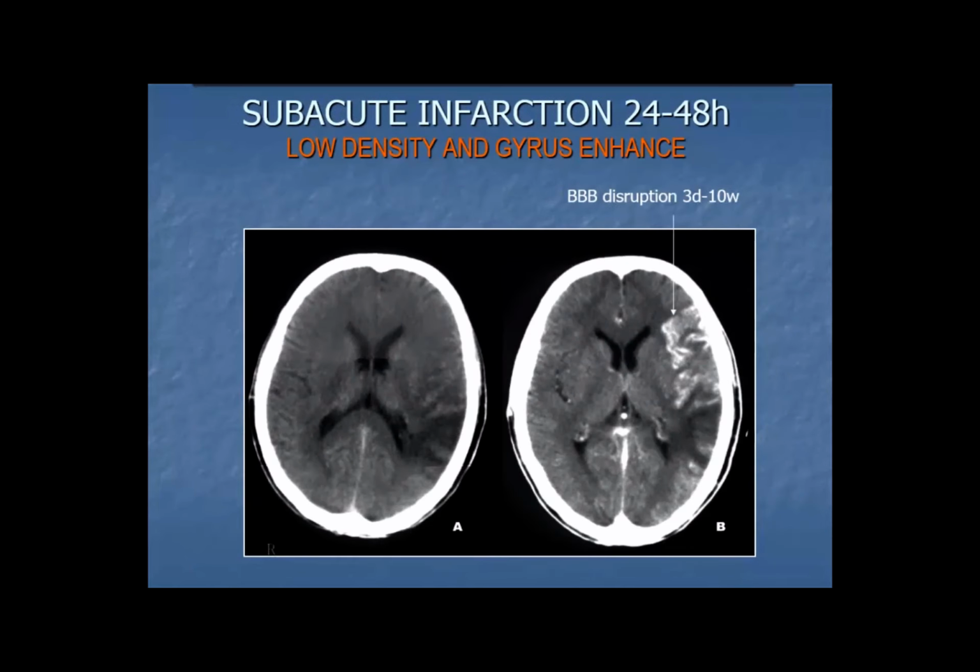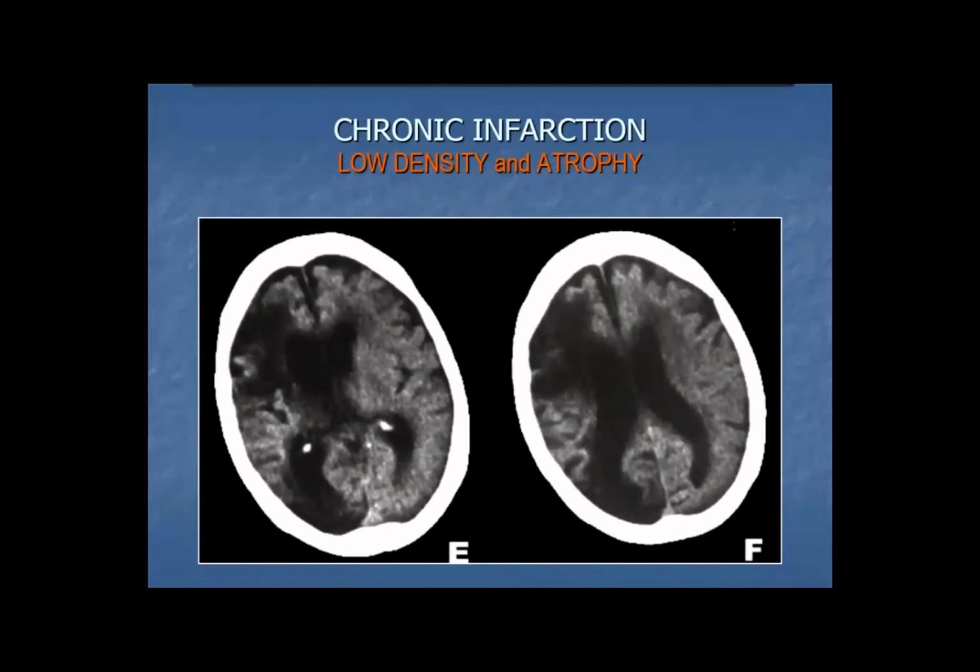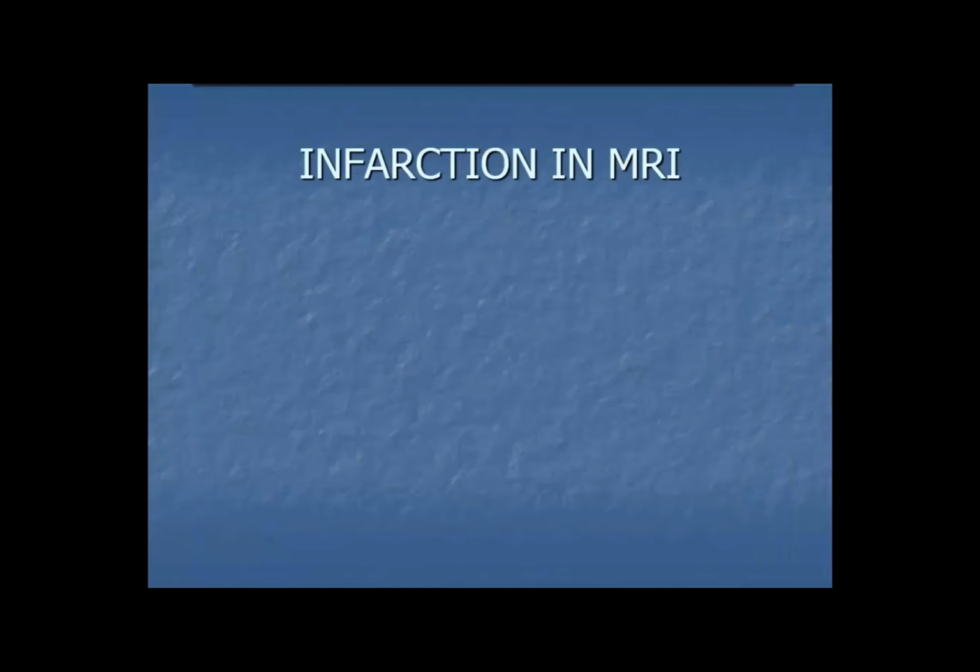The subacute infarction from 24 hours to 48 hours has a low density and gyrus enhancement. This is a BBB disruption from 3 days to 10 weeks after, we can find the gyrus enhanced after injection of the contrast agent. Here is a chronic infarction with low density and atrophy. We can find the enlargement of the lateral ventricle.